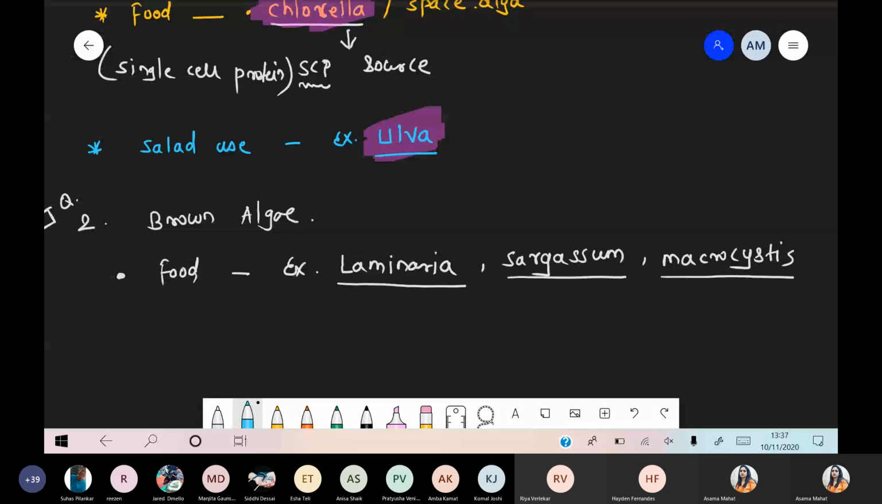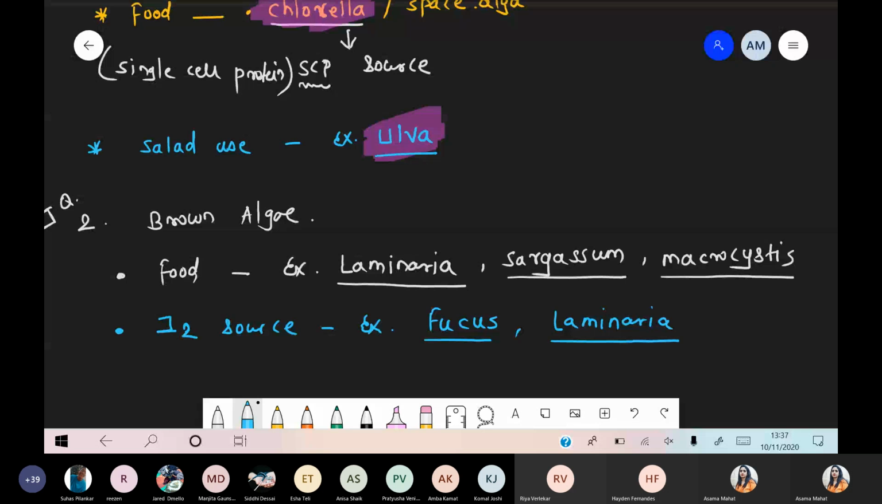Now we are talking about the next point, iodine source. That was the food source. Now we are talking about iodine source. One example, Fucus. Fucus is a good source of iodine, and another example is Laminaria. During medical use, for any neck swelling condition, this Fucus and Laminaria are used because they are a good source of iodine. So two examples for the iodine source: number one Fucus and another example Laminaria.